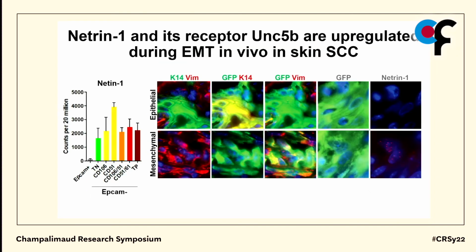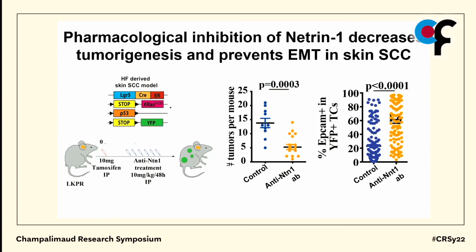And so we teamed up with the group of Patrick Mehlen, and Justine Langrand came from Lyon and finished her PhD in my laboratory trying to understand the role of anti-netrin-1 in regulating EMT. So what I show you here, netrin is upregulated in EMT tumor cells. And very interestingly, when you give this anti-netrin-1 monoclonal antibody to the mouse that has been induced and that will develop EMT tumors, they present a strong decrease in tumorigenesis, but also a major decrease in the proportion of EMT tumor cells.